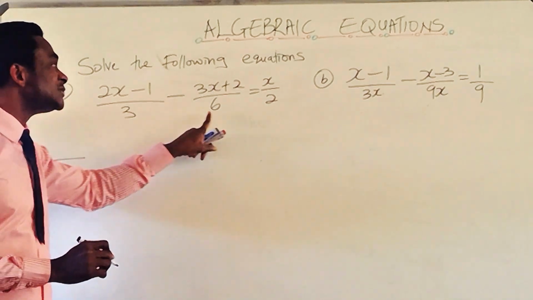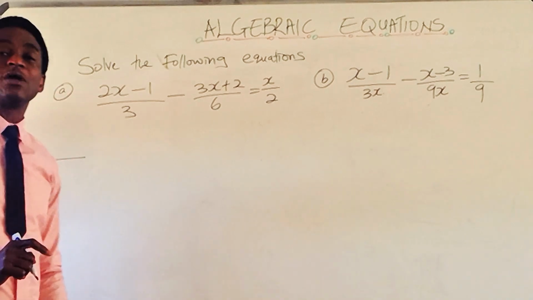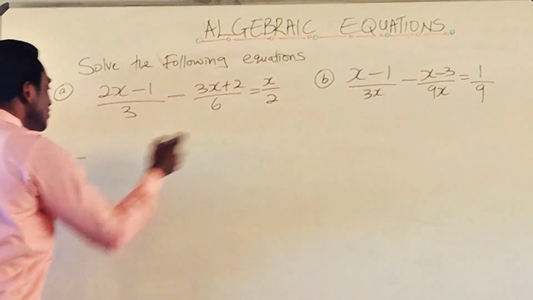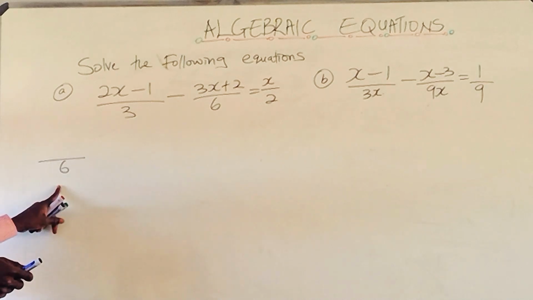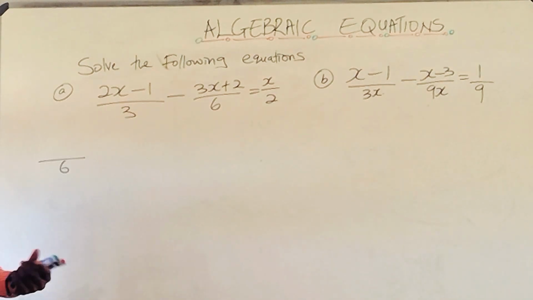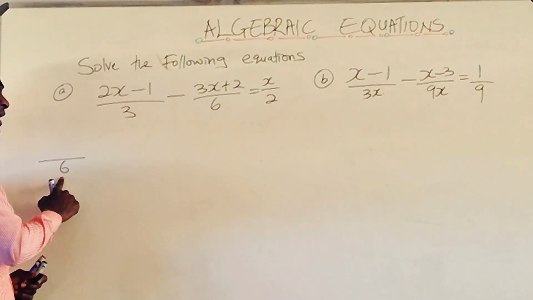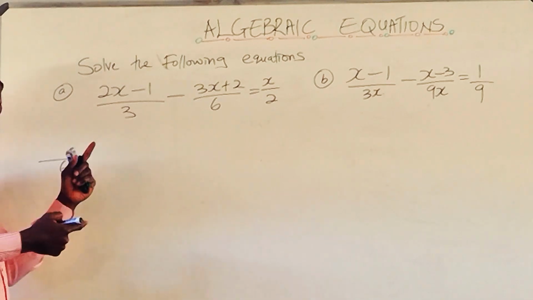What is that number that all the denominators can divide without a remainder? That is what we call an LCD. So 3, 6, and 2 can divide 6. The lowest common denominator, the lowest common. So if all of them can divide 6, I'll start with the first one. 6 divided by 3, we have 2. Whatever that you divide, that's the process.